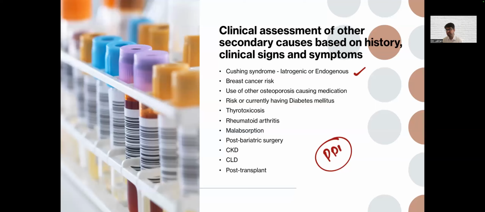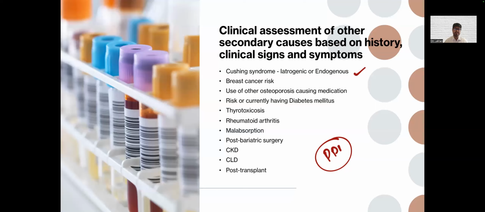Again, diabetes mellitus history is very important. The reason is that sometimes, especially in type 2 diabetes, the DEXA may not be very reliable. In fact, you might have false normal DEXA values in diabetes mellitus. So again, you need to understand that this could be a potential problem, and hence, history of diabetes mellitus is very important. You need to look for clinical signs of thyrotoxicosis.